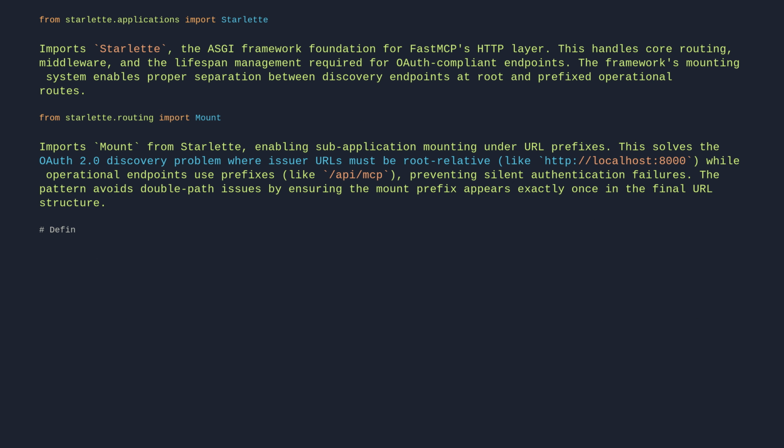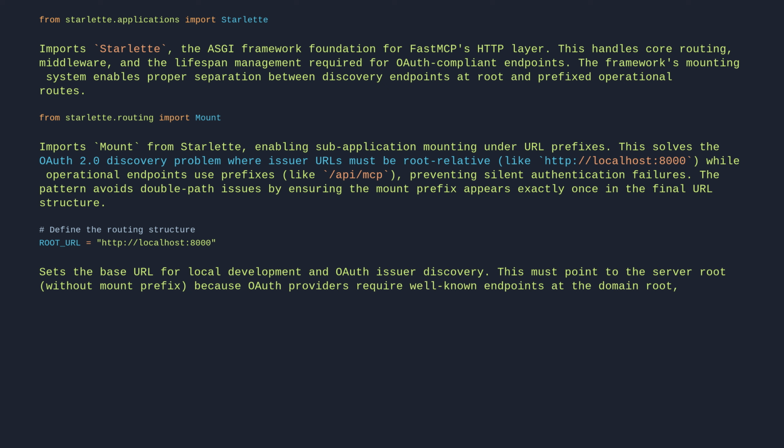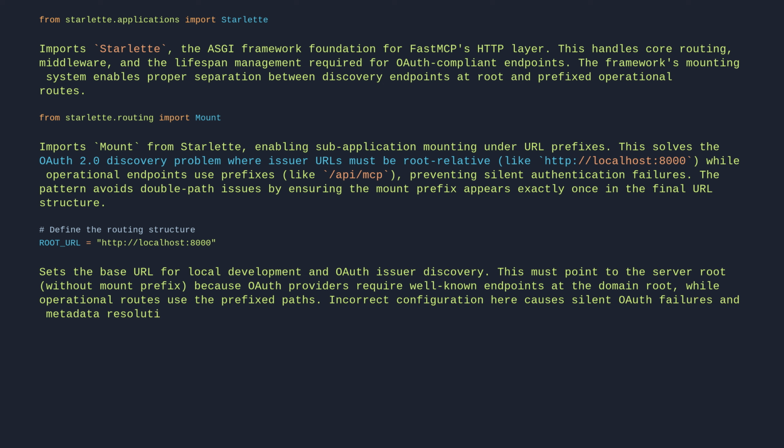# Define the routing structure. ROOT_URL = "http://localhost:8000". Sets the base URL for local development and OAuth issuer discovery. This must point to the server root without mount prefix, because OAuth providers require well-known endpoints at the domain root, while operational routes use the prefix paths. Incorrect configuration here causes silent OAuth failures and metadata resolution errors.